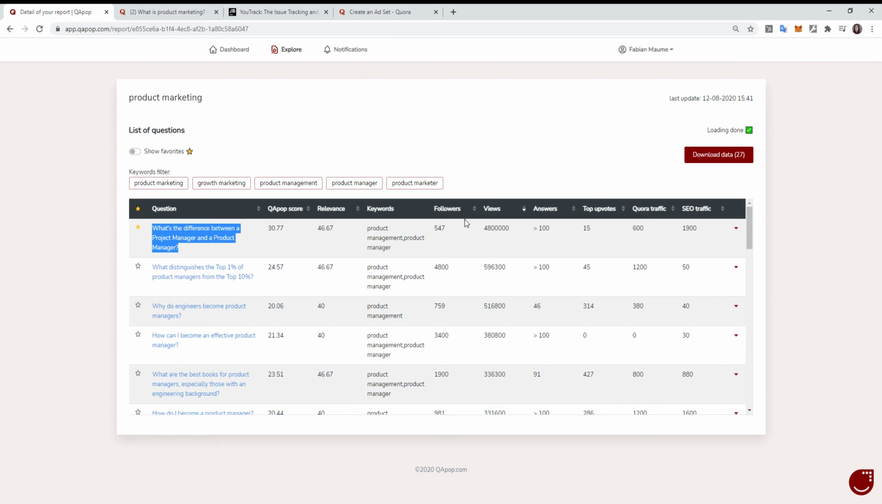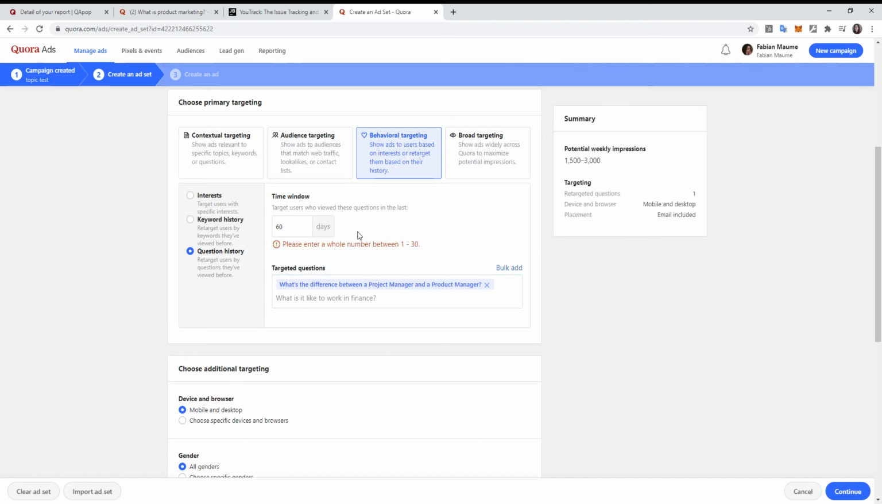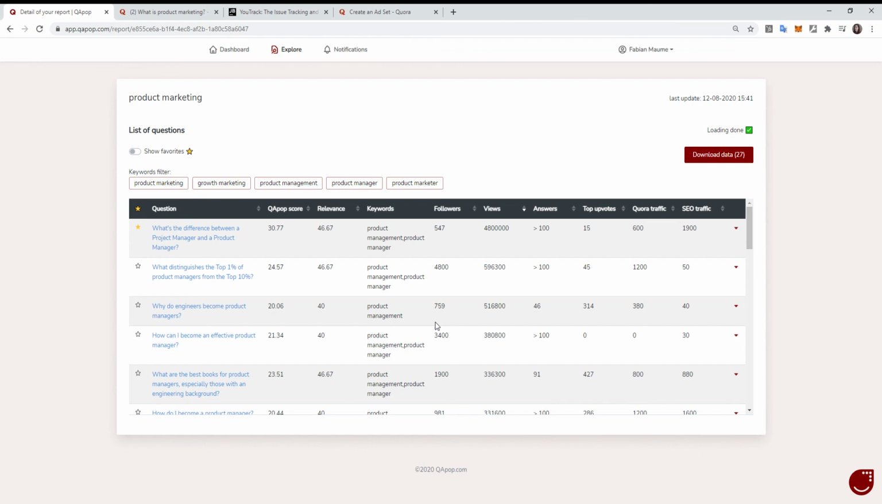Which ranking should you be using in the report for this type of ad? Obviously, it's number of views, because this is the total number of views this question has harvested. You don't care that much about how much traffic it's getting right now, because you want people who had viewed it in the past. And you can actually change this limit here. So you can go like maximum is 30, but you can play with this to get a bigger reach and so on.